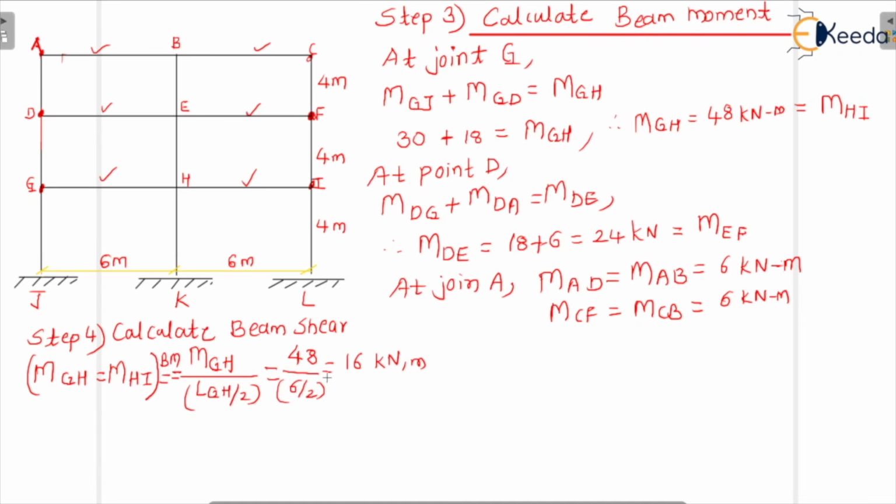Now let's see what the beam shear is at DE and EF. Basically this is the beam shear at GH and HI, so let me write it properly.